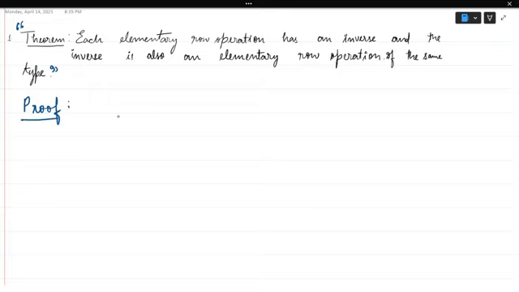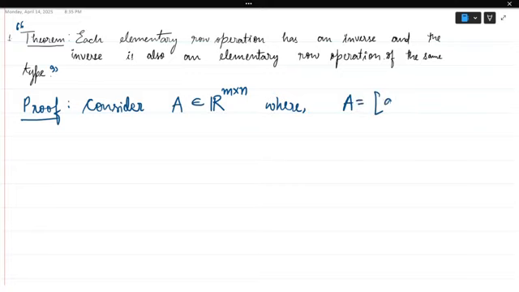So how is it done? Firstly, let us consider a matrix A which belongs to R^(n×n), the tuple space, where A has a general entry given by Aij with the order m cross n.